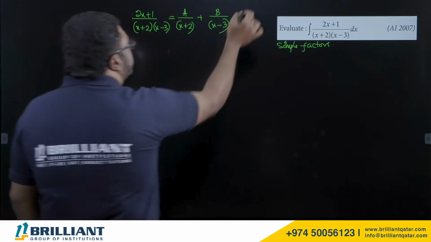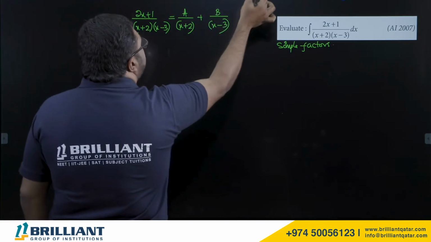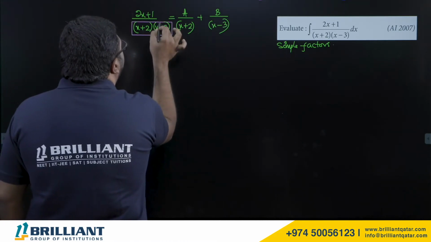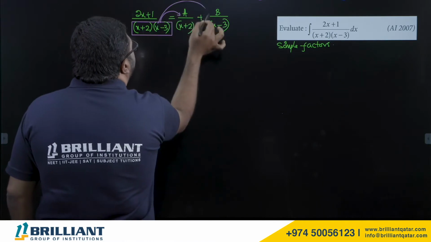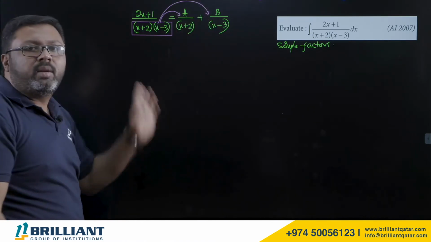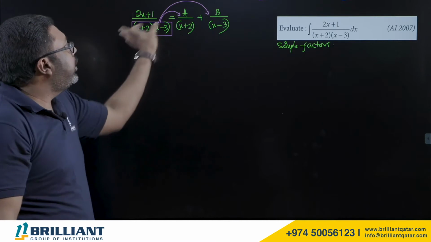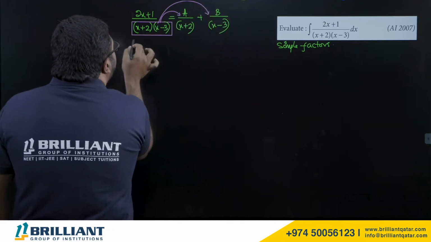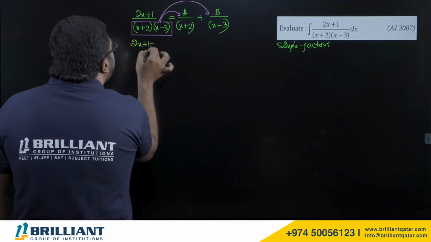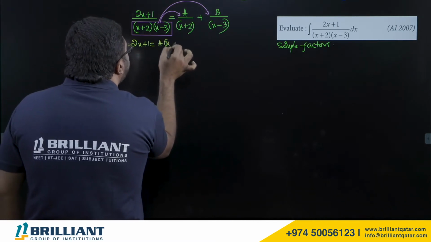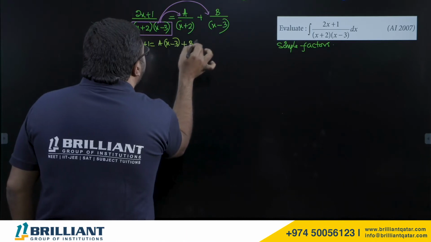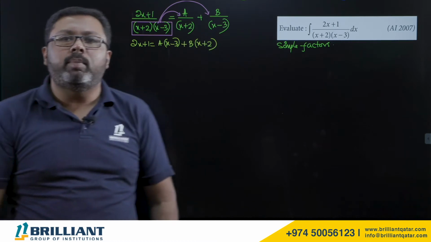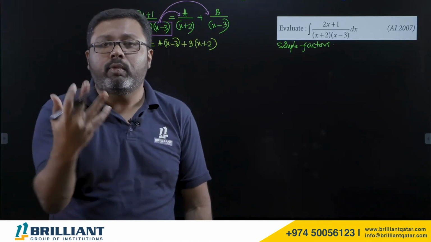Then we take the LCM on both sides, or you can simply multiply this complete denominator across. You can think whichever way you want. Then your expression is rewritten as 2x plus 1 is equal to a into x minus 3 plus b into x plus 2. Now, what is the method of finding a and b?